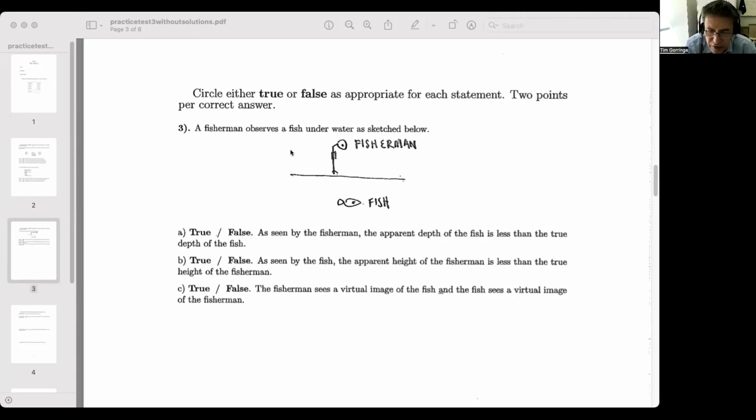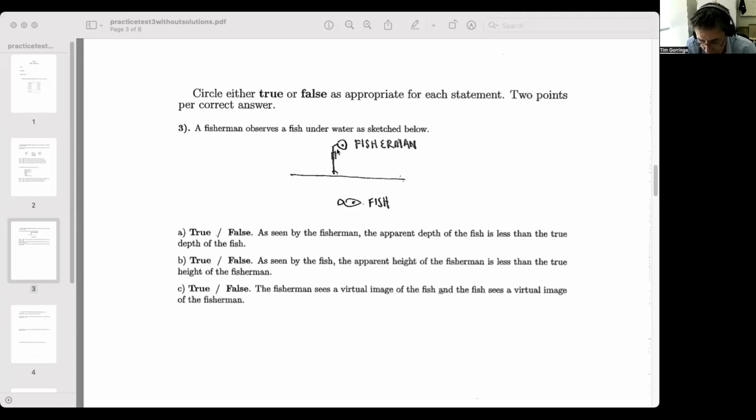The air has a refractive index that's very close to 1. The water has a refractive index that's about 1.33. So two different media. Upstairs here in the air is a fisherman looking into the water, and downstairs here is a fish in the water that's looking up to the fisherman.